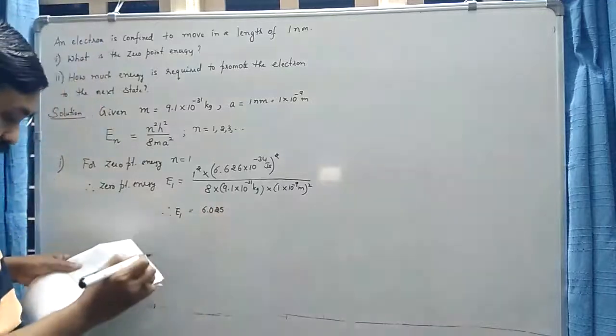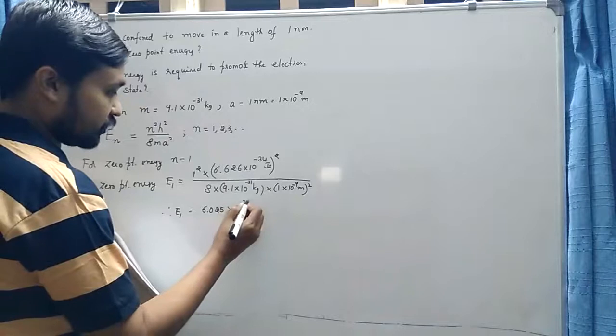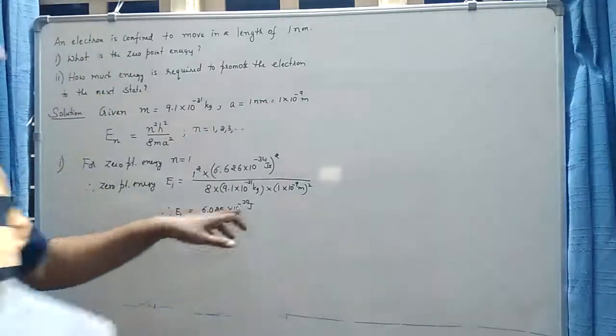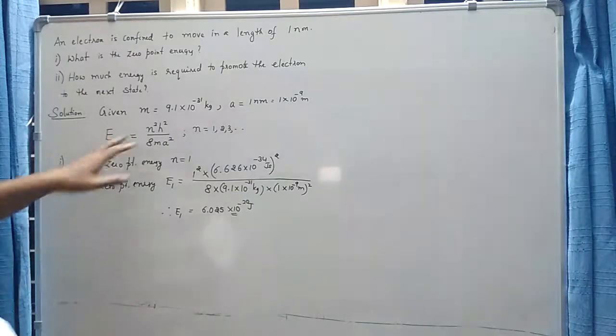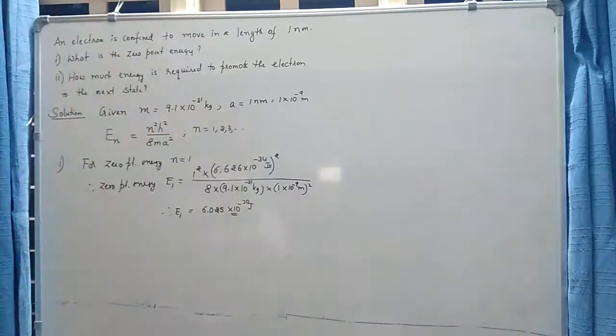6.025 into 10 to the power minus 20 joule, which appears as a very small number because 10 to the power minus 20 is such a small number. So this number looks very insignificant, but it is not an insignificant number, it is a significant number considering the mass of electron. See, mass of electron is very less, 9.1 into 10 to the power minus 31 kg. So considering the mass of the electron, this energy value is not insignificant, it is a significant value.